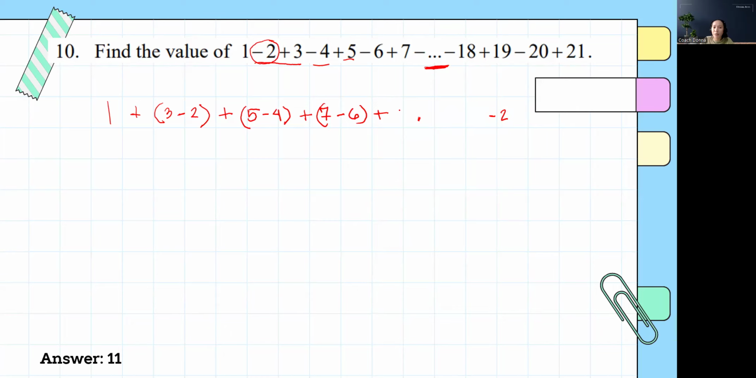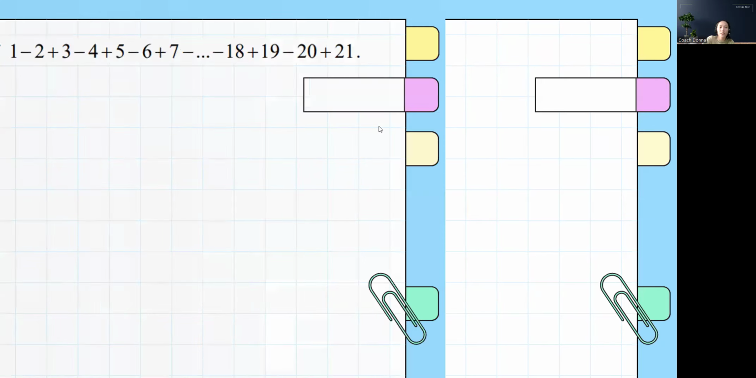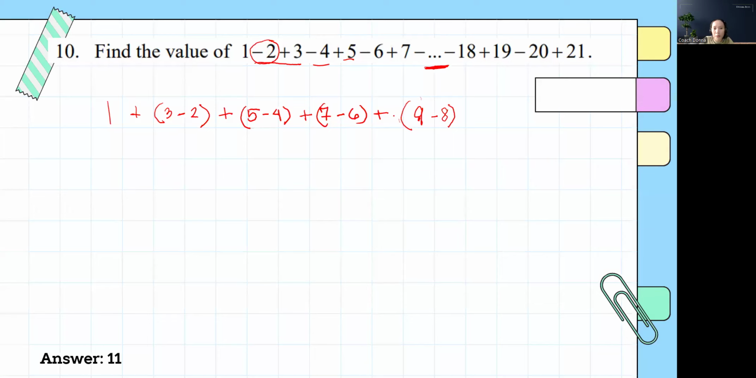Okay, we have plus 7 minus 6. What's next to that is, okay, 7 minus 6. We have plus 8, no, plus 9 minus 8, because when we write it down, it would be minus 8 plus 9. It will be alternating. So we have plus 9 minus 8. Oops, sorry, let's go back. Again, plus 9 minus 8.